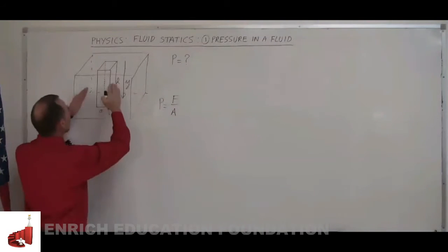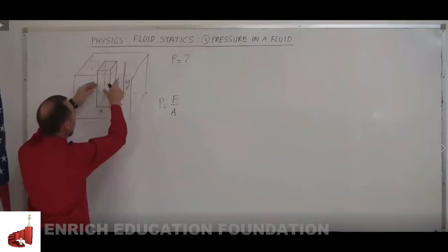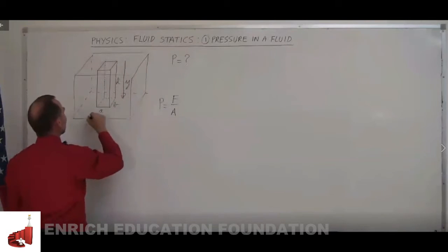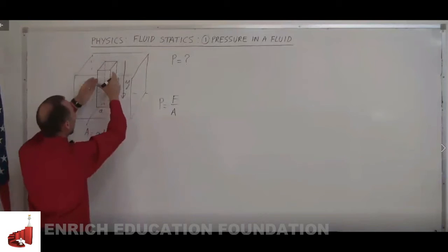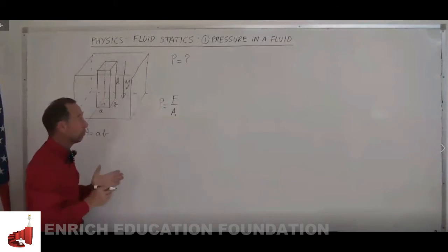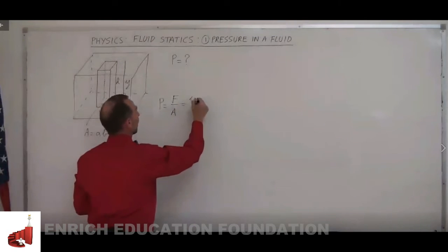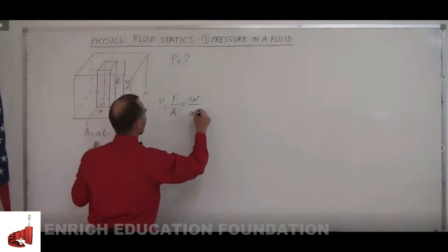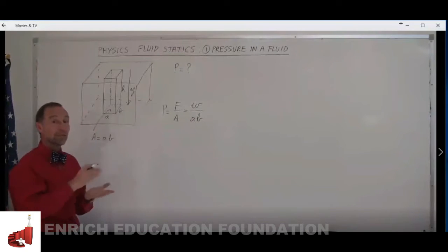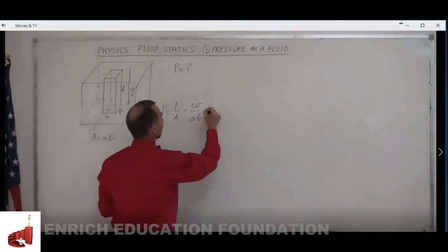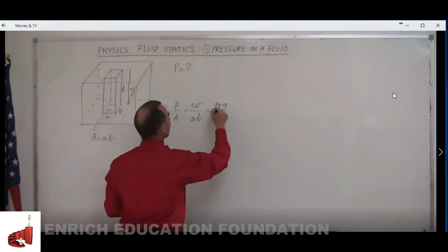So what we have here is an imaginary column of water that's resting on the bottom of the pool. So the surface area right here is simply equal to the width times the length of that region. So that's A times B. And the force would simply be the weight of the water column on top of the bottom of the pool. So force is equal to the weight, and the area is equal to the product of the two sides at the bottom of that water column. And of course, the weight of the water is equal to the mass times the acceleration due to gravity. So this can be written as mg divided by A times B.